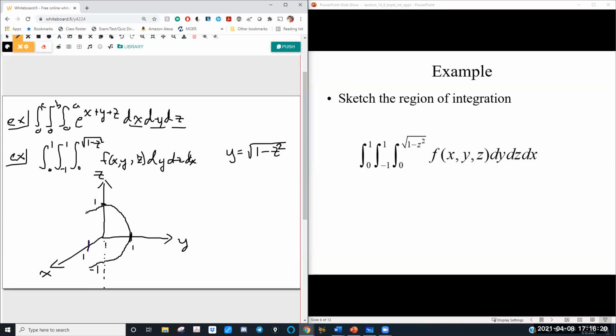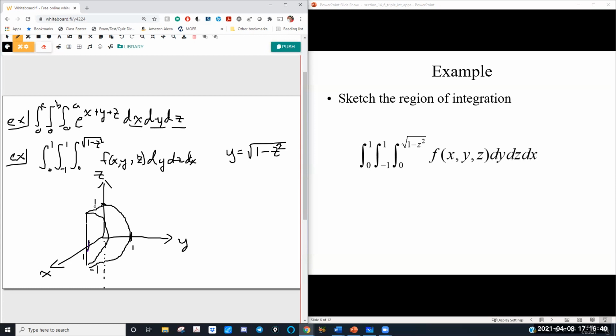And what we get is basically like half a cylinder. All right, that would be our solid. I apologize for the awfulness of my drawing, but hopefully you can kind of see that structure.